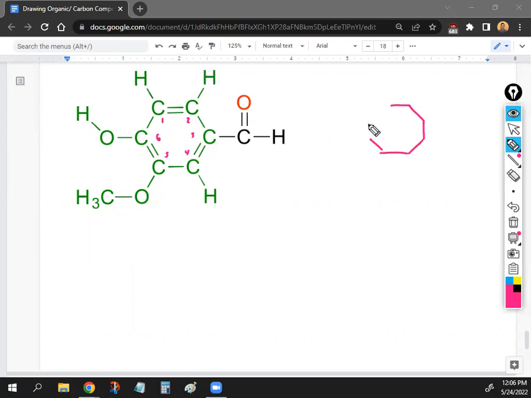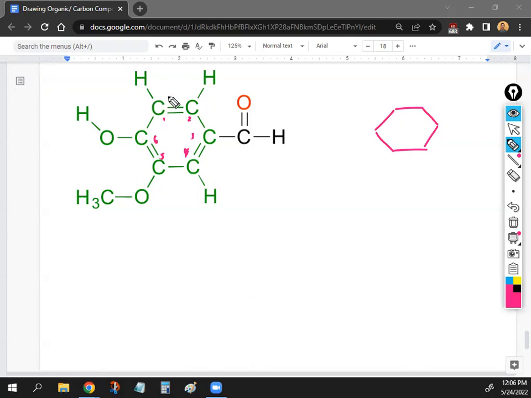Basically a stop sign, right? Oh wait, that's an octagon. My bad. So like that. It's not a stop sign. Okay, so yeah, 6 carbons in the middle.